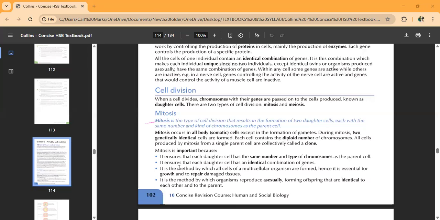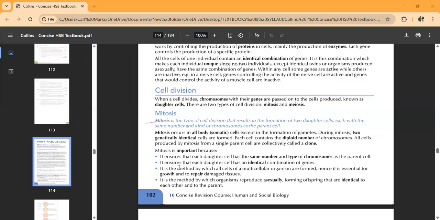You ever heard the term cloning before? Anybody here? Hello? Clone means to like make something identical. Good. So when you hear of clone, think of mitosis, cell division. You have the identical daughter cell to the parent cell, right? And we have two daughter cells being produced, right? So the daughter cells have the same number and type of chromosomes as the parent cell.